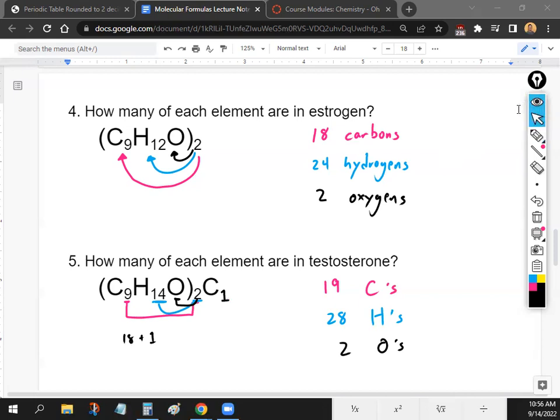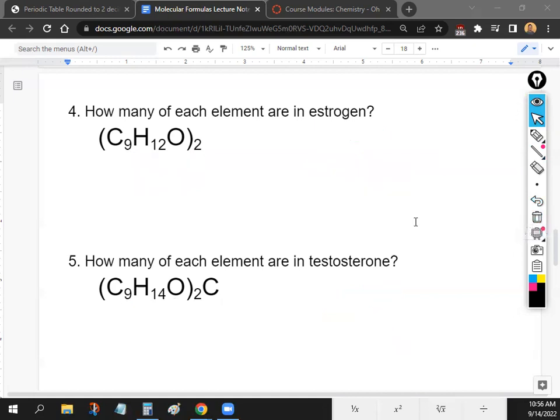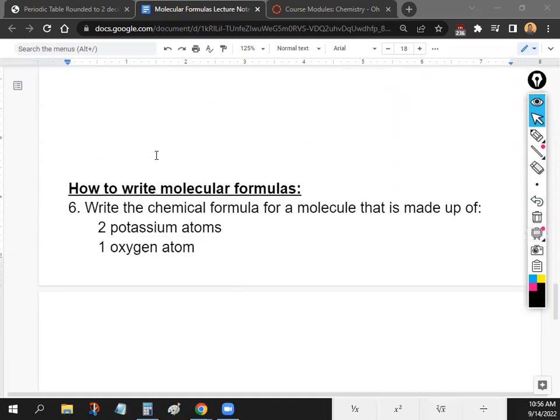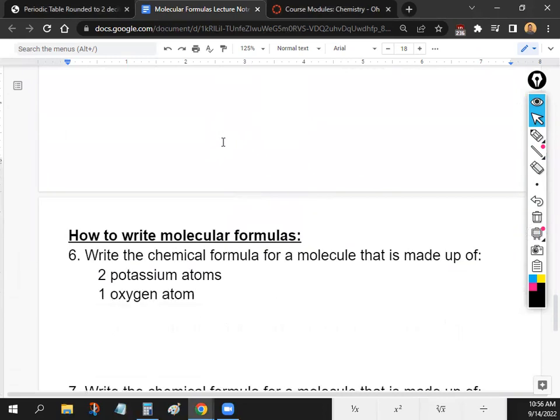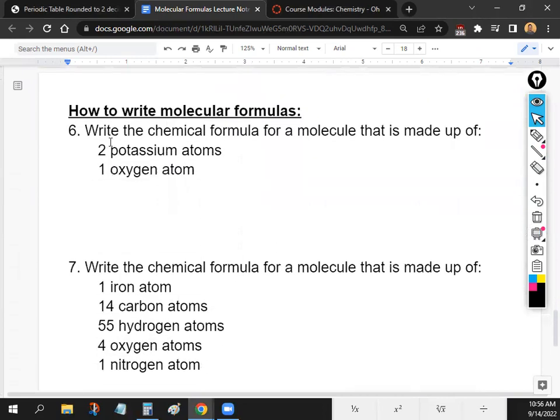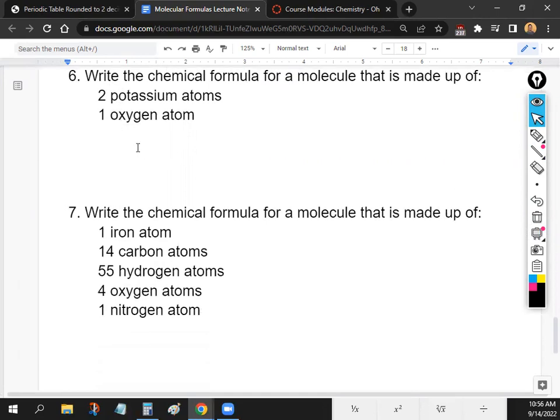Okay, let's go on to the last set of questions, and this will be very quick. This is a lot easier because it requires almost no thinking. So the last type is you got to write molecule formula. So I'm gonna tell you guys what a molecule is made out of, and then you just need to write the formula. So it's kind of the reverse. Okay, so what we're going to do is we're going to write the chemical formula for a molecule that's made up of 2 potassiums and 1 oxygen.